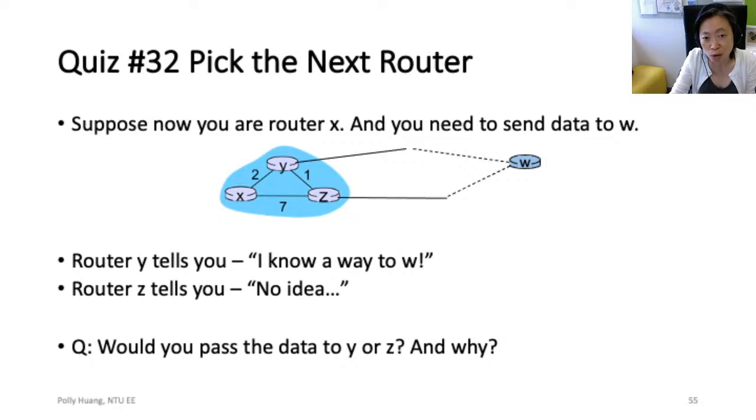You know that to go from X to router Y, the cost is 2, and to go to router Z, the cost is 7. Now, if router Y tells you, hey X, I know a way to W, and Z, your other neighbor, tells you, I have no idea how to get to W, would you pass the data to Y or to Z, and why? This should be very easy. You have only 1 minute to think about it.